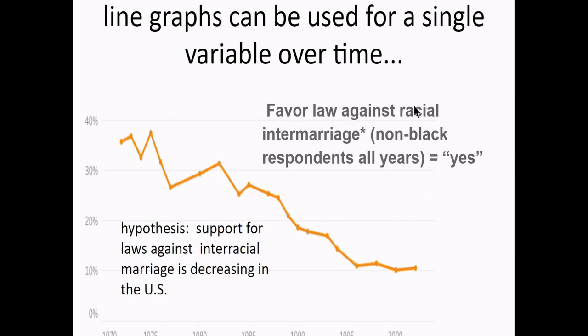This one I just kind of thought was interesting. The percent of people who favor laws against racial intermarriage, non-black respondents, all years, people who said yes, we should ban interracial marriage. There's a pretty high number of them in the 70s. Wow, about 35%. It actually went up a little bit a couple of years later, but then boom, began to plummet, in fits and starts, and then collapsing to maybe 10%, which I'm surprised is even that high. Okay, the hypothesis was that support for laws against interracial marriage is decreasing in the United States. That seems to be borne out, actually, looking at this.